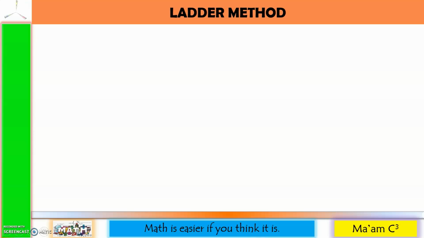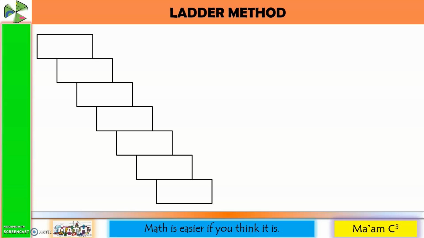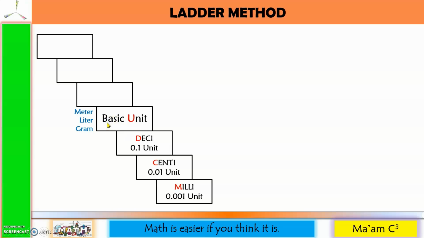The previous method that we did is quite tedious. I'll teach you a technique on how to convert one metric unit to another in a very easy way. This is using the ladder method. Starting from the bottom, we have here milli, and then centi, and then deci, and then the basic unit, which is applicable for meter, liter, and gram. And then we have deca, hecto, and kilo.